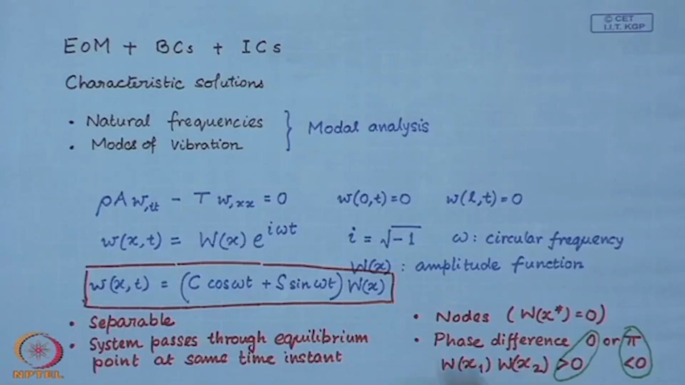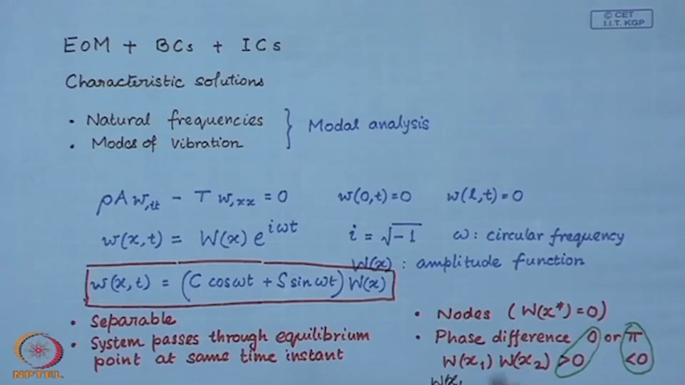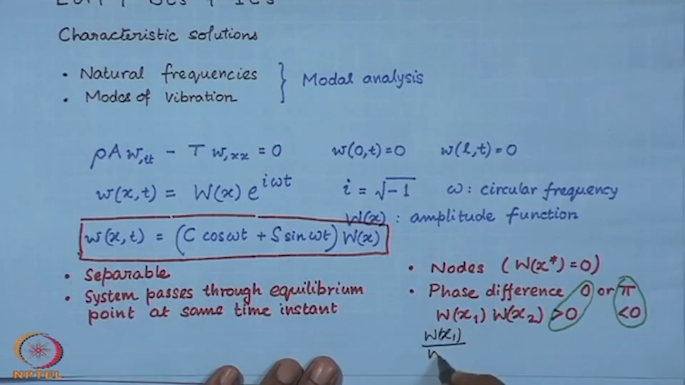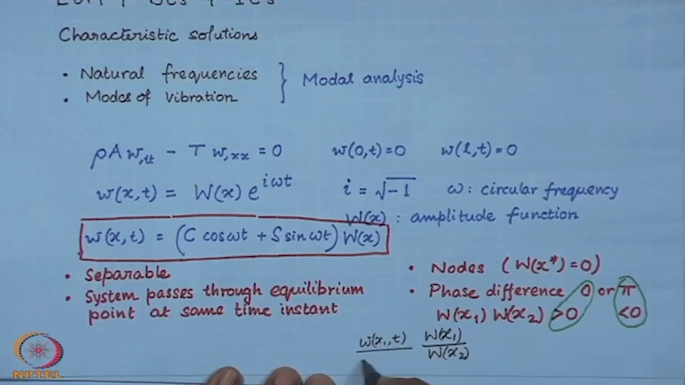There is another interesting property of the solution, that is the ratio of amplitudes at x 1 and x 2 is independent of time. That is to say, this ratio, so essentially this is independent of time, as we can see.